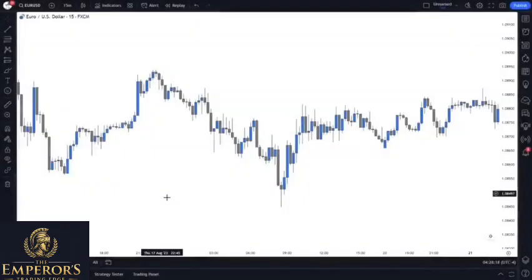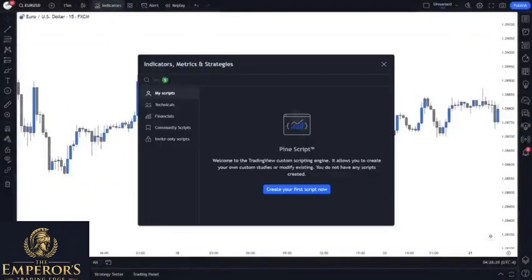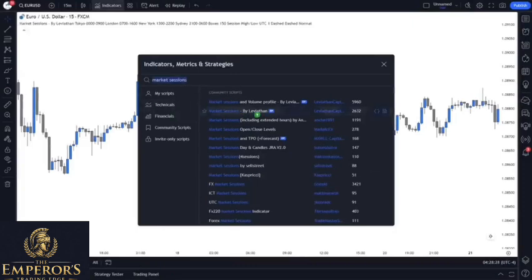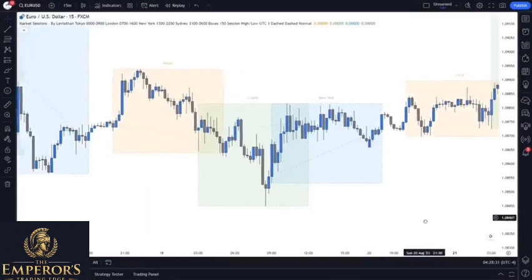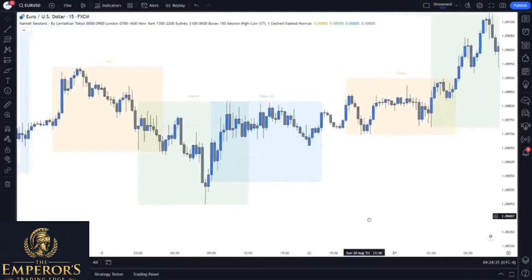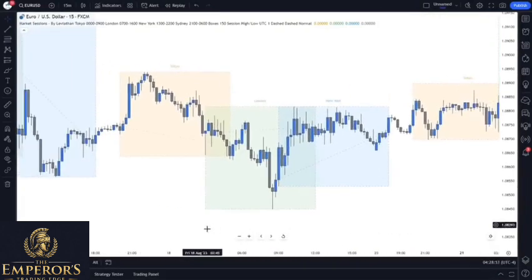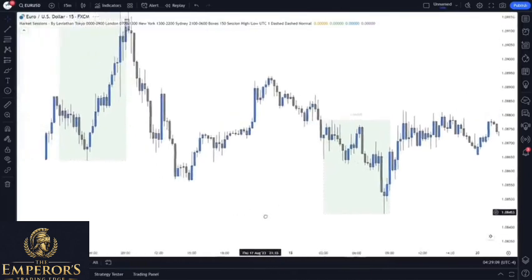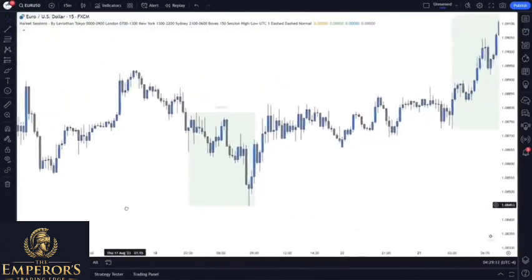Open the chart on TradingView and simply select the Indicators tab. Here, write Market Sessions and click on the indicator provided by Leviathan. This indicator shows all of the sessions, so we need to make some adjustments. So, in the Settings tab, first uncheck the Tokyo, New York, and Sydney, and then change the close of the London session to 13 o'clock. Then we are going to have our London killzone marked on the chart.